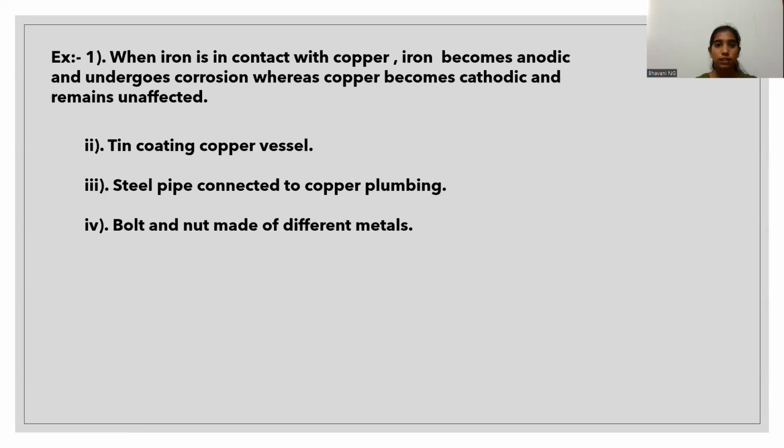Example: when iron is in contact with copper, iron becomes anodic and undergoes corrosion, whereas copper becomes cathodic and remains unaffected. Other examples: tin coating, copper vessels, steel pipe connected to copper plumbing, bolt and nut made of different metals.